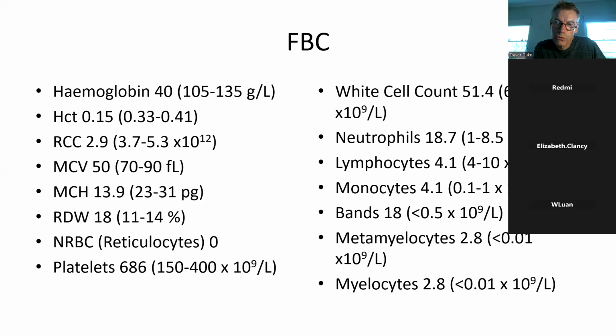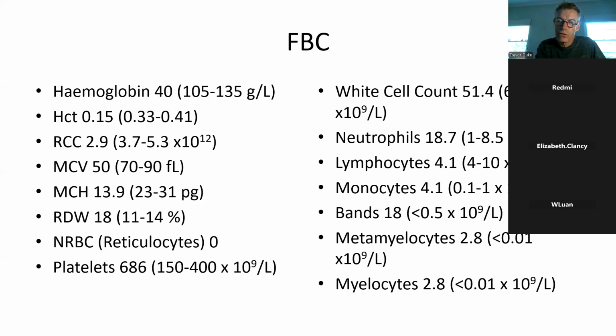Remember the red cell distribution width, that's 18, so it's high. And what that means is there are populations of very small cells, and some that are a bit small and some that are normal size. So there's a wide variation of the red cell size distribution. And that's particularly characteristic of iron deficiency.